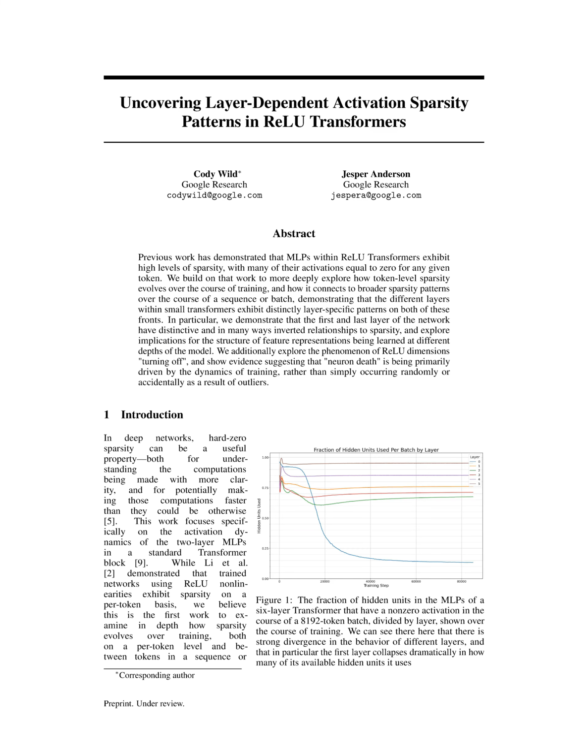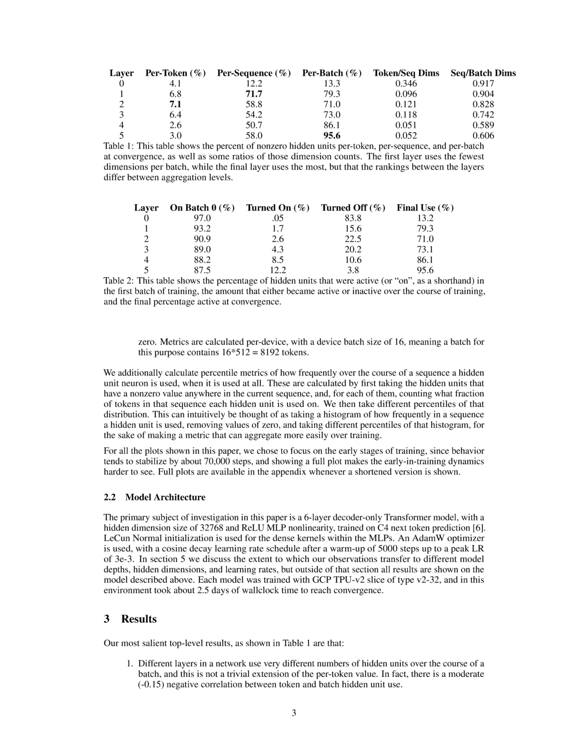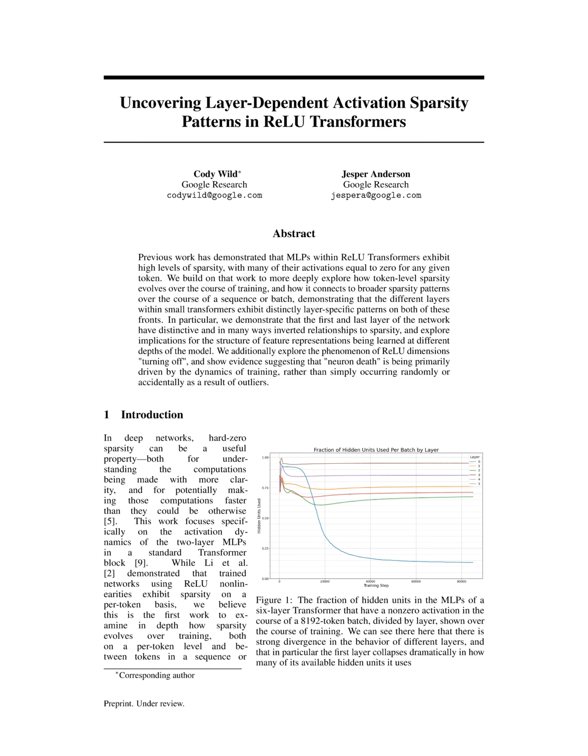The core metrics of sparsity defined and calculated in the paper are: 1. Per token hidden unit use. This metric calculates the number of hidden units that are non-zero post-ReLU per token and then averages this value over a sequence and batch.